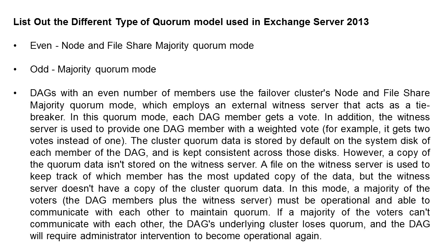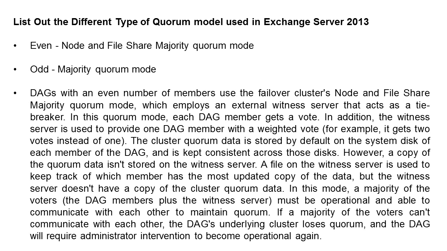In this quorum mode, each DAG member gets a vote. In addition, the witness server is used to provide one DAG member with a weighted vote. For example, it gets two votes instead of one. The cluster quorum data is stored by default on the system disk of each member of the DAG, and it is kept consistent across those disks. However, a copy of the quorum data isn't stored on the witness server.